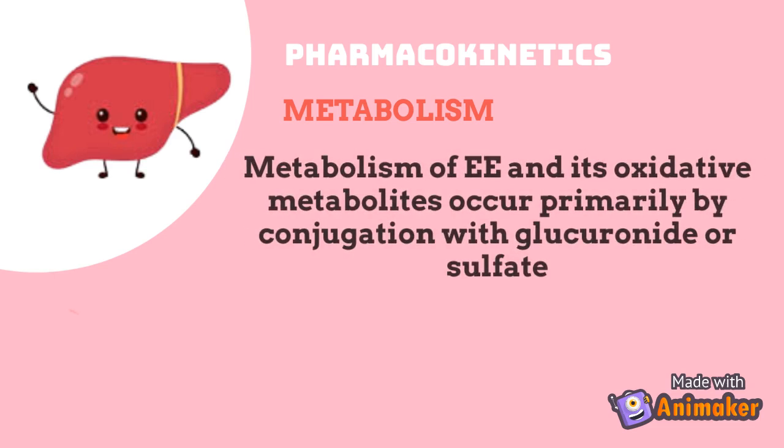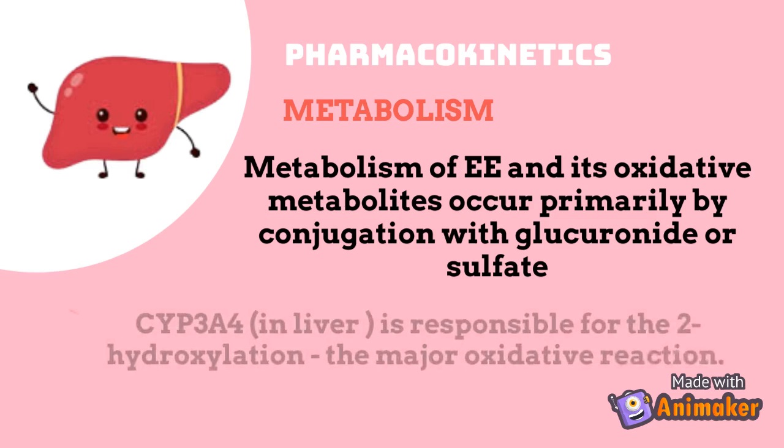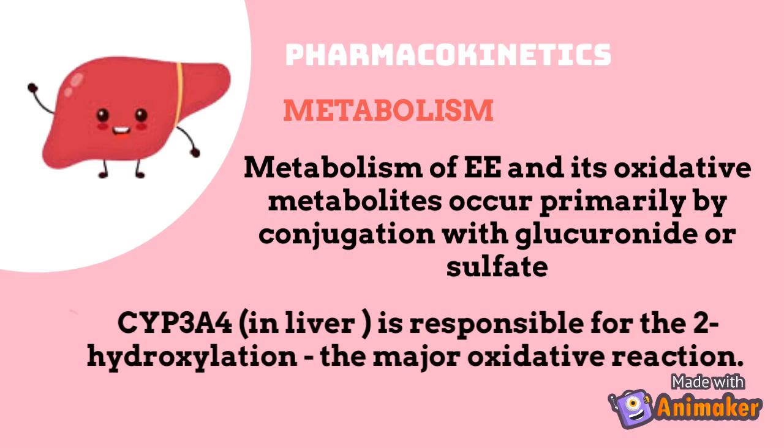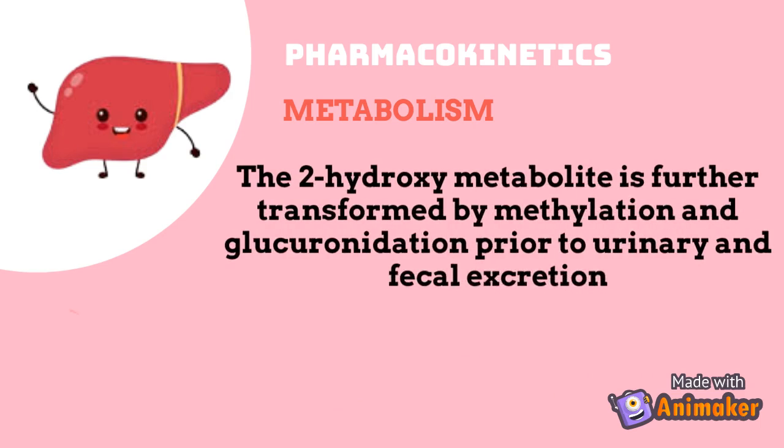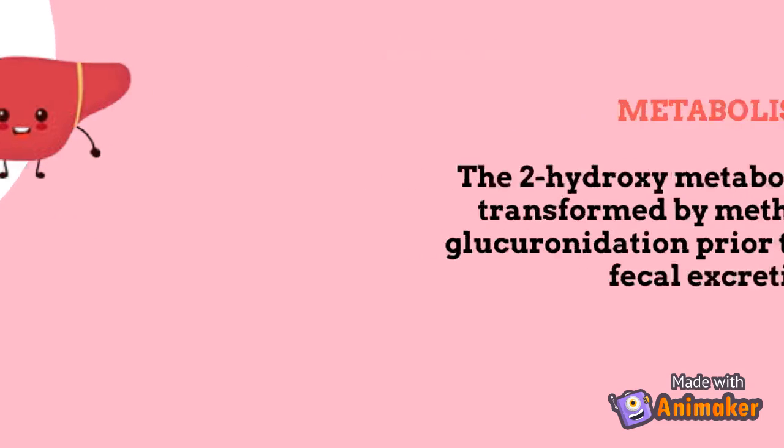Metabolism of EE and its oxidative metabolites occur primarily by conjugation with glucuronide or sulfate. CYP3A4 in the liver is responsible for the 2-hydroxylation, which is the major oxidative reaction. The 2-hydroxy metabolite is further transformed by methylation and glucuronidation prior to the urinary and fecal excretion.